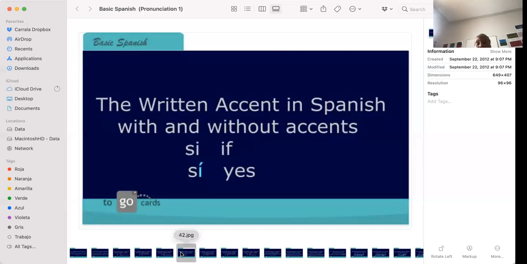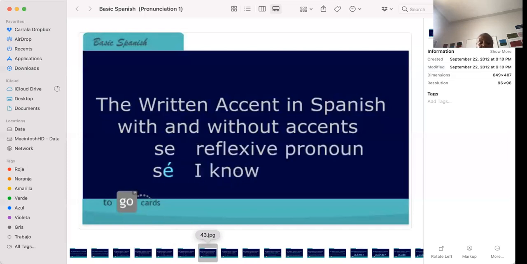Si means if. Si quieres ir conmigo, que me digas ahorita, right? But sí with an accent means yes. Sí, señor. Sí, señorita. Sí, puedo ir. Sí with an accent means yes.